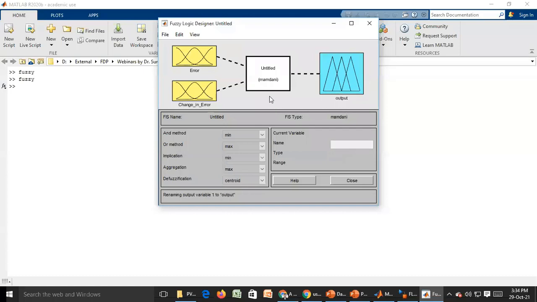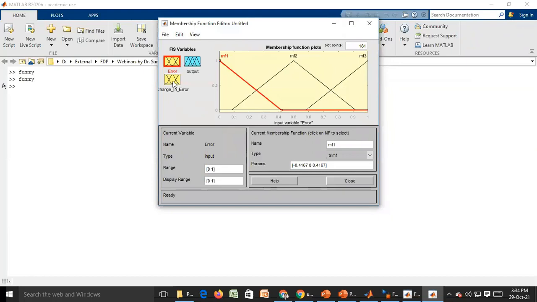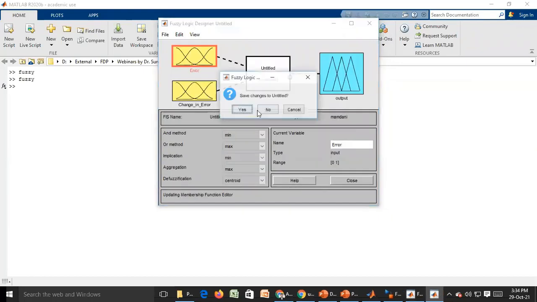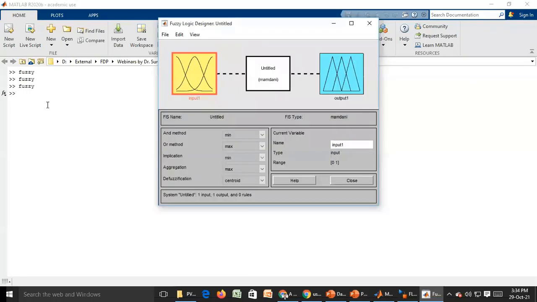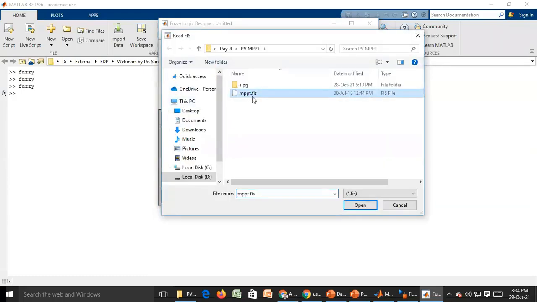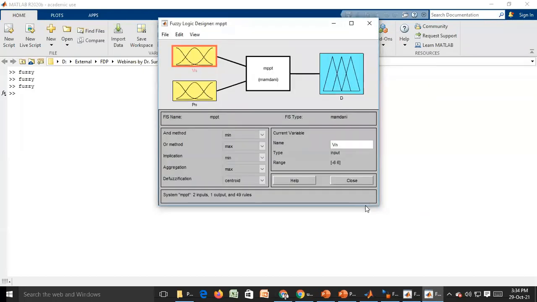So we have designed error. Whatever membership functions we need to consider, we need to select them. Here, I have already done that, so I will open it, importing from the file I already created, MPPT. If you want, I will explain how to design a fuzzy logic controller later. First, let me simulate it with the existing fuzzy. If time permits today or tomorrow, I will explain what fuzzy is, why we need to consider it, everything.